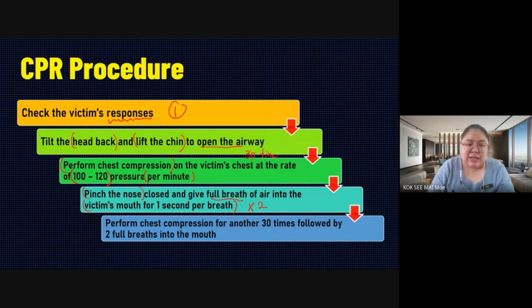So that means the second time you need to repeat. Repeat again to perform the chest compressions for another 30 times, followed by the 2 full breaths into the mouth. So you need to repeat. This whole thing is what you need to do when you do the CPR. Because in an emergency, the first 4 minutes is very, very important before the ambulance comes. If you want to rescue, you need to learn how to save the victims.